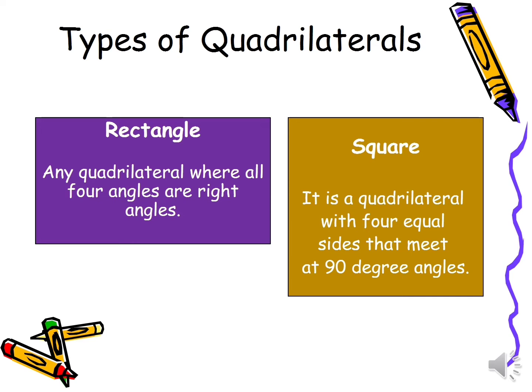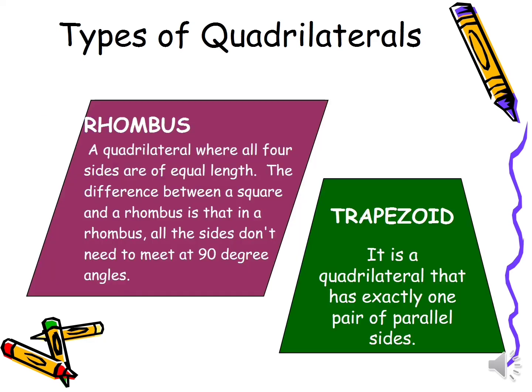And then the next one is the square. It is a quadrilateral with 4 equal sides that meet at 90-degree angles. The next one is the rhombus. It is a quadrilateral where all four sides are equal in length. The difference between a square and a rhombus is that in a rhombus, all the sides don't need to meet at 90-degree angles. The fourth one is the trapezoid.